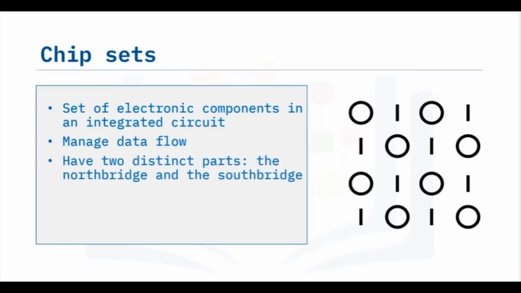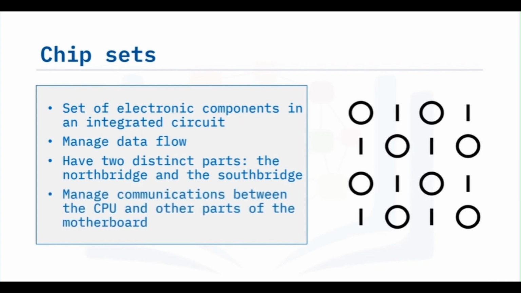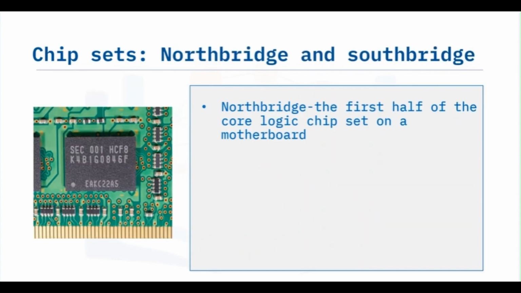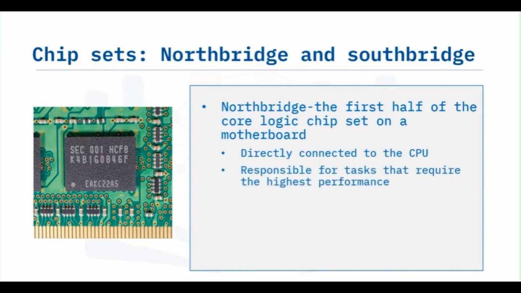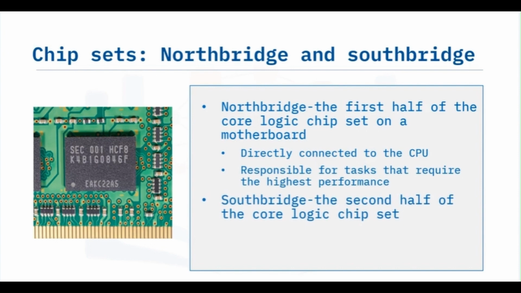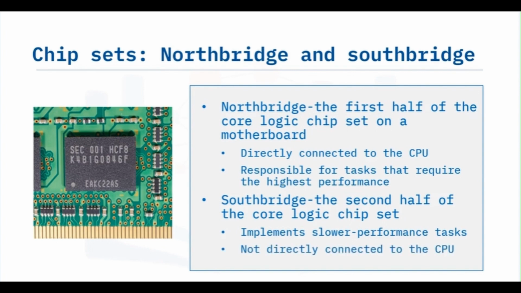peripherals. A chipset has two parts, the North Bridge and the South Bridge, which manage communications among the CPU and other parts of the motherboard. A North Bridge chip, or host bridge, is one of the two chips in the core logic chipset on the motherboard. Unlike the South Bridge chip, the North Bridge chip connects directly to the CPU via the front side bus and performs high-performance tasks. The South Bridge chip, the second chip of the chipset, generally implements slower performance tasks, and a South Bridge chip is usually not directly connected to the CPU.